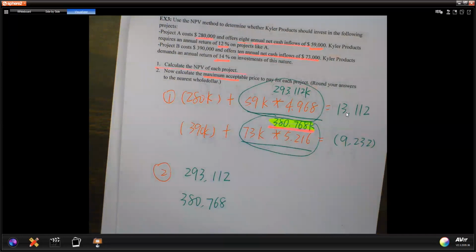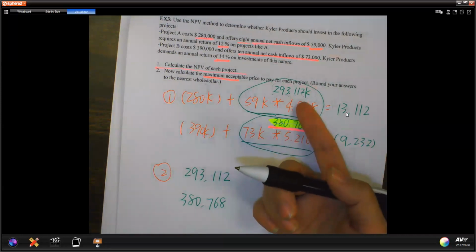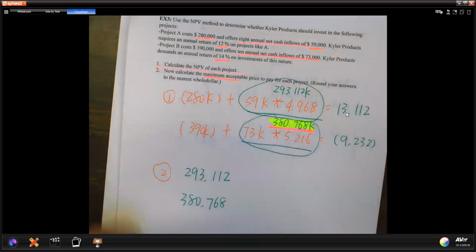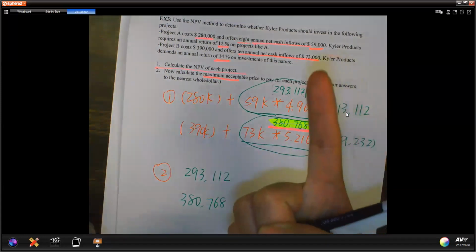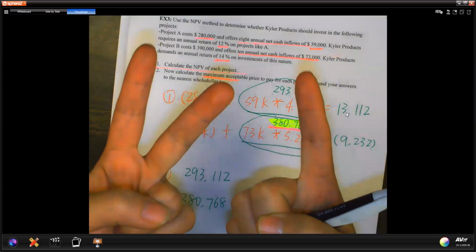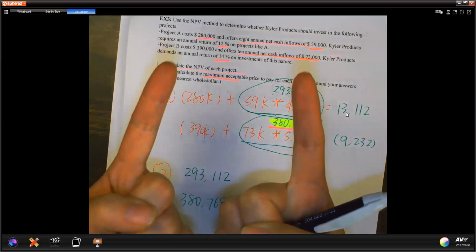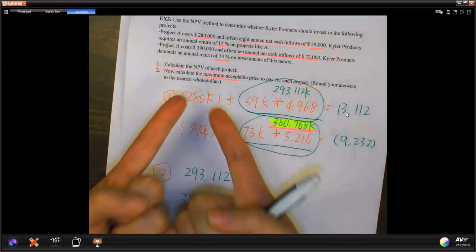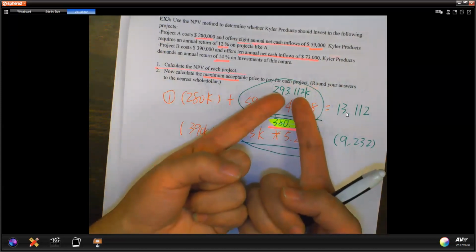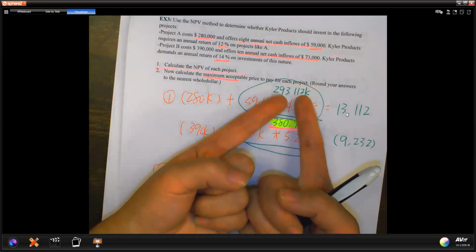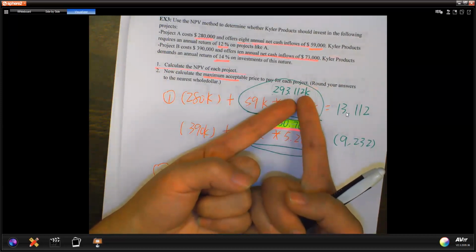Am I right? If you will get $1, the maximum I pay is $1. It's really not right if you get $1, but you pay $2, right? So you get $1, the maximum you can pay is just $1. So what you pay is just how much present value you will get from this project, which is $293,112.